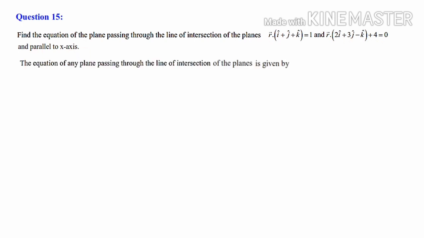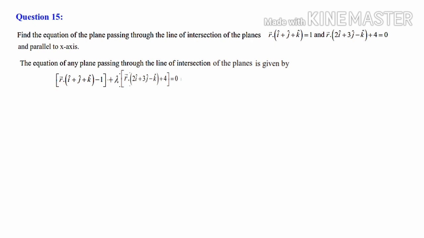We have already learned how to write the equation of the plane passing through the intersection of two planes. It is given by vector r dot i cap plus j cap plus k cap minus 1 plus lambda into vector r dot 2 i cap plus 3 j cap minus k cap plus 4 is equal to 0. That is p1. This plus 1 we have to bring to the left side, so it becomes minus 1. So this plane equation plus lambda into this plane equation is equal to 0. We have to group it.